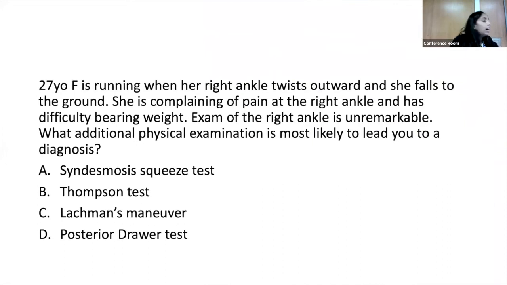All right, a 27-year-old is running when her right ankle twists outward and she falls to the ground. She's complaining of pain at the right ankle and has some difficulty bearing weight. When you take a look at the right ankle, the exam is fairly unremarkable, but she's still having some difficulty bearing weight. So what additional physical exam finding is most likely to lead you to a diagnosis? So A, B, C, and D.